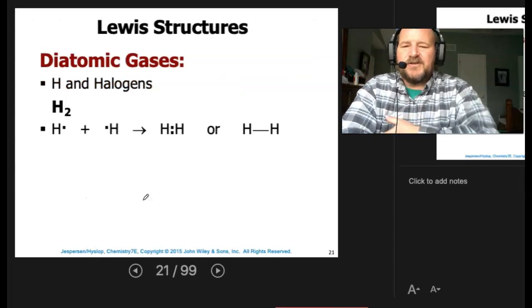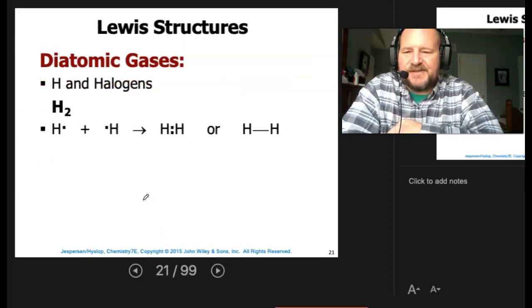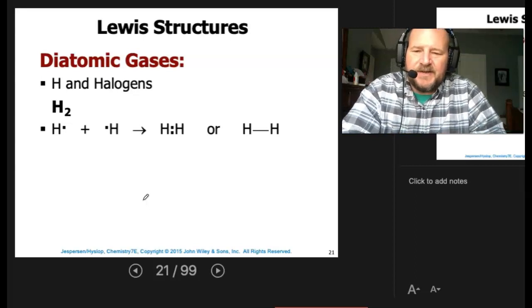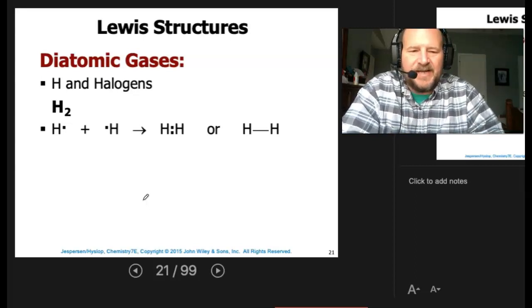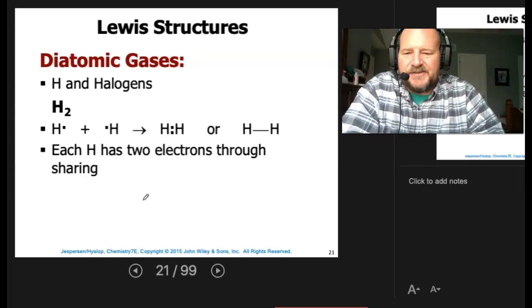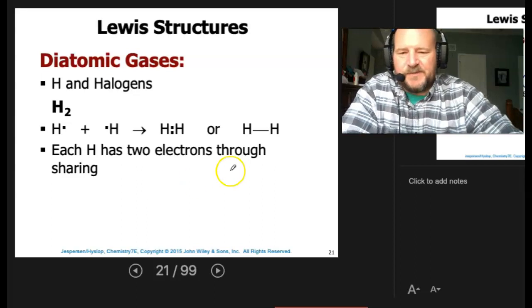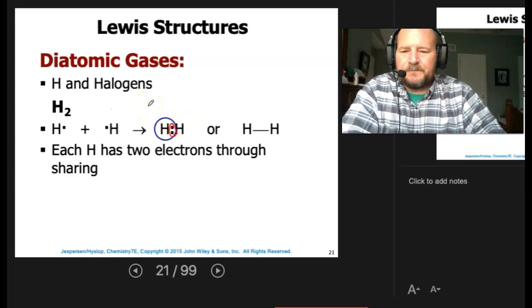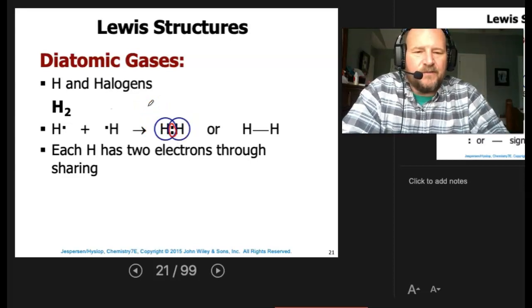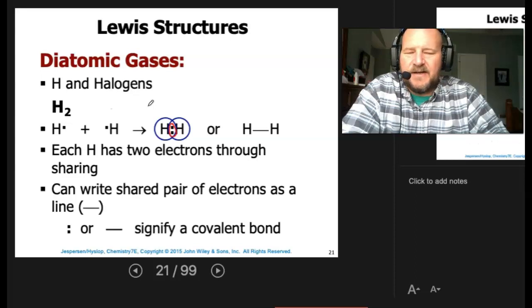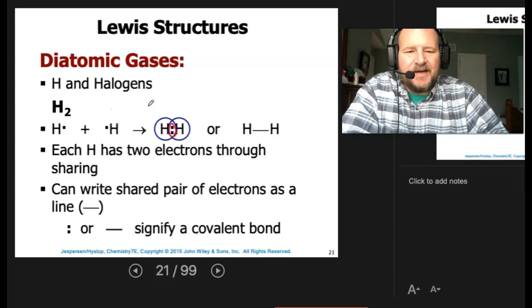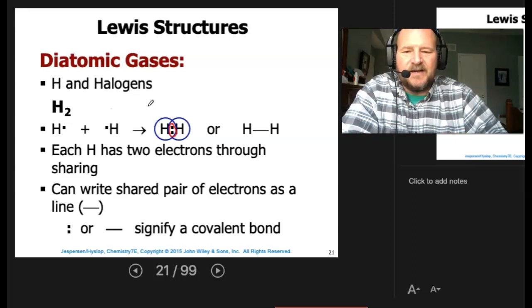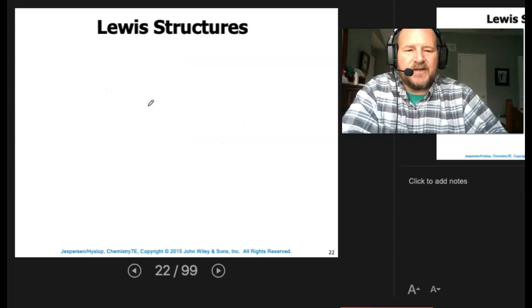All right, so Lewis structures, the diatomic gases then, we have hydrogen and the halogens. H2, we're going to take 1 dot from each hydrogen, we're going to put it in the middle, and that's going to make a bond. So each hydrogen then has 2 electrons through sharing. So once we share, whatever electrons we put in the middle, both sides get to count those. Okay, we call that an overlap, and we're going to get into some details with that in the next chapter. So now, once we have that overlap, we'll draw a single line that's going to indicate that we've shared 2 electrons. Okay, so a single line is going to indicate that we've shared 2 electrons.